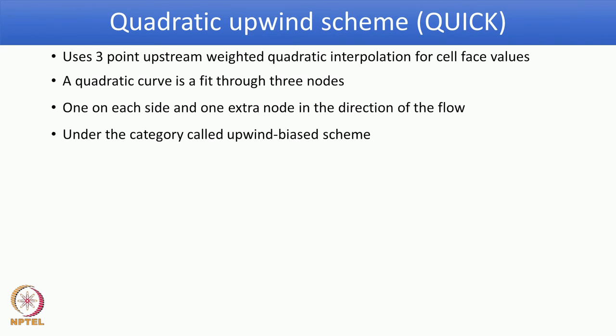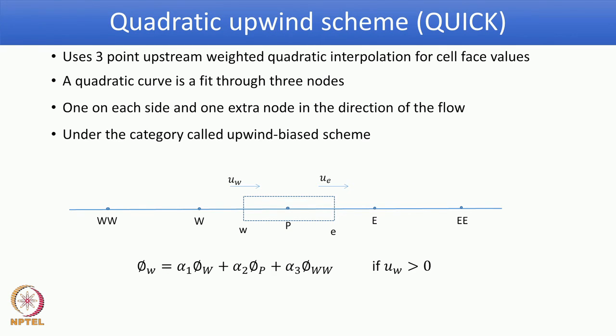This falls under the category known as the upwind biased scheme. So, we have a central differencing scheme, we have a pure upwinding scheme, we have a hybrid scheme, we have the power law scheme. Now, we have an upwind biased scheme. The scheme is kind of central, but it is not pure upwinding, it is a mix of both. So, it is an upwind biased scheme. Okay.